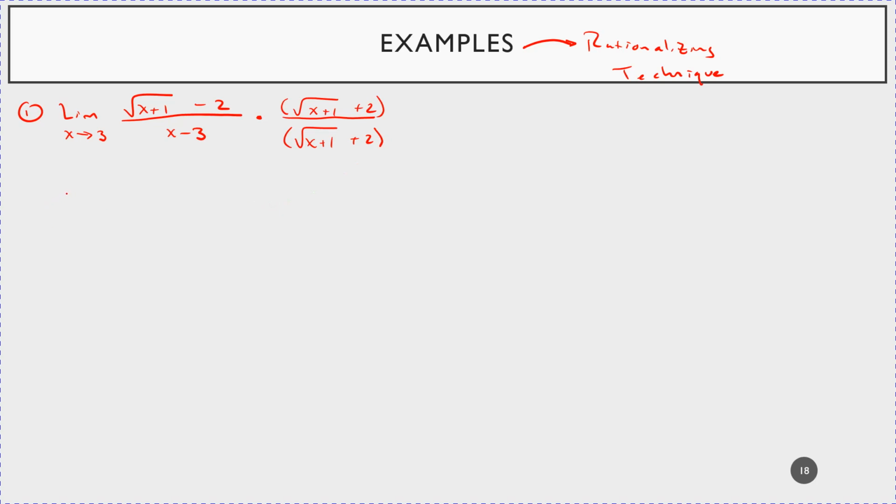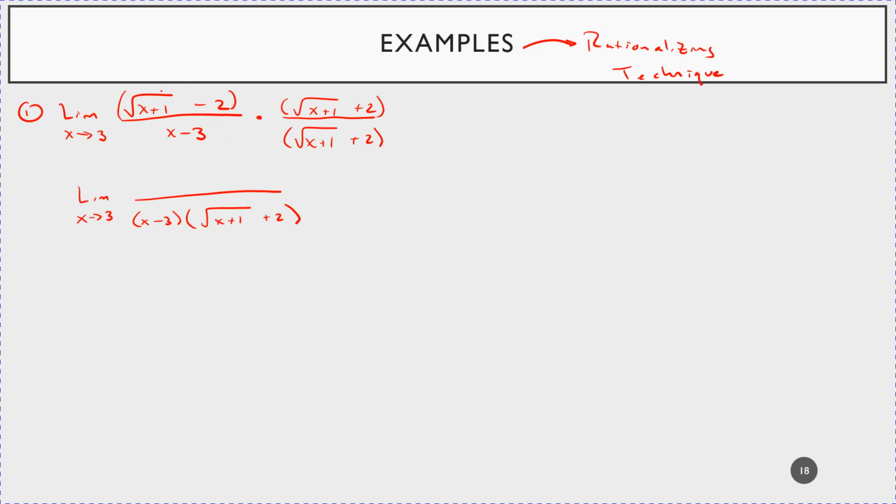So this now becomes, all right, so when you multiply here, the limit as x goes to 3. I'm going to do the denominator first. Do not distribute here, and you'll see why. x minus 3 times the square root of x plus 1 plus 2. Now watch what happens here when you do this.